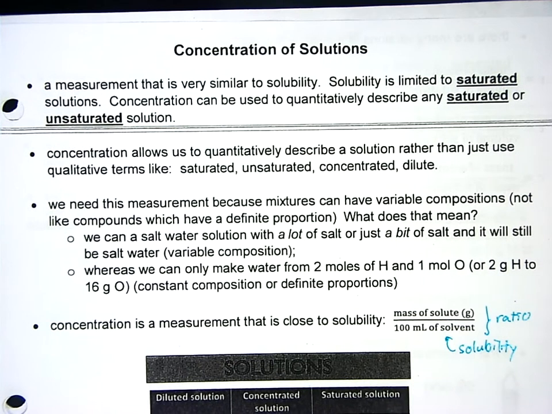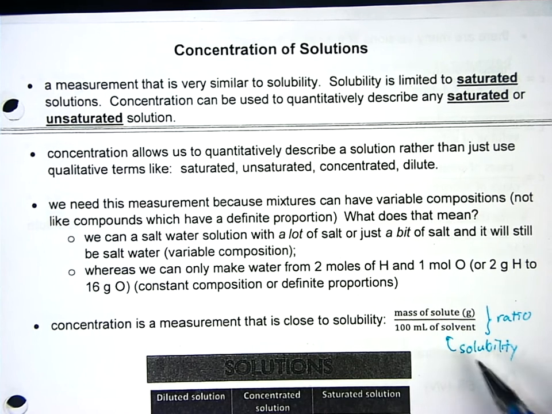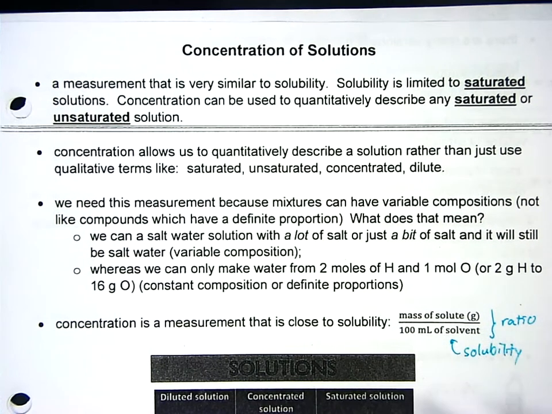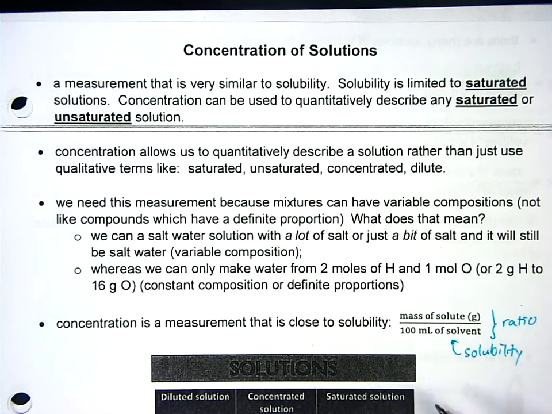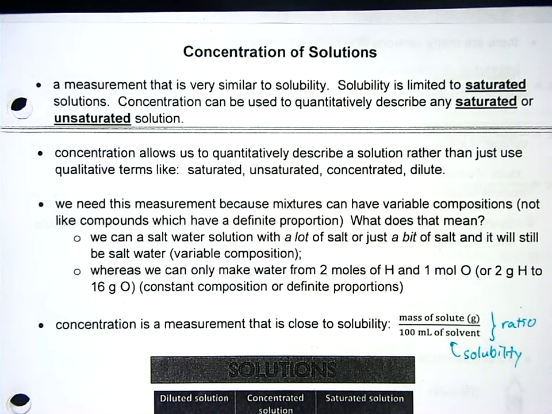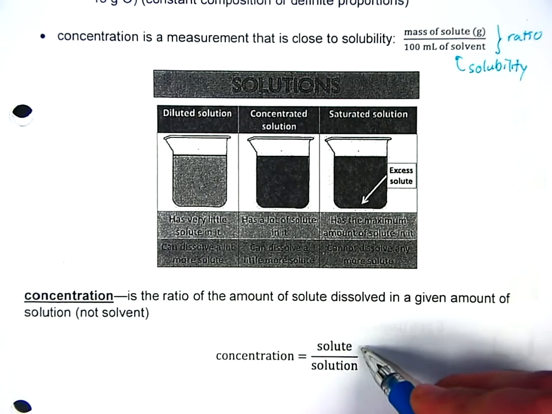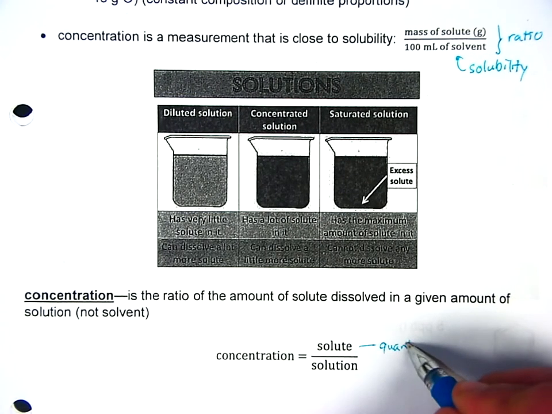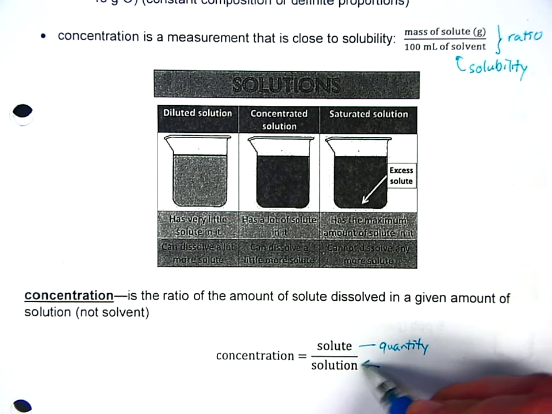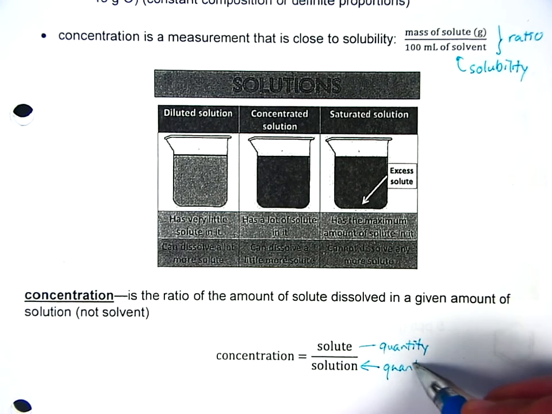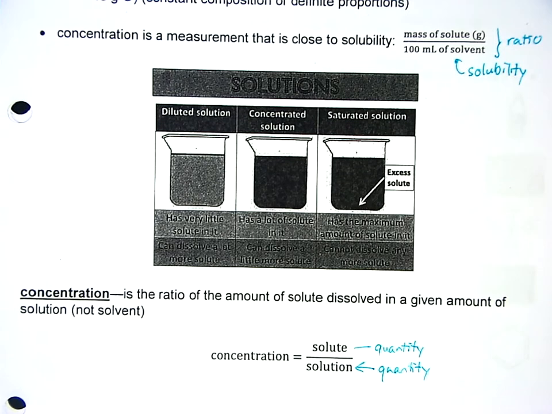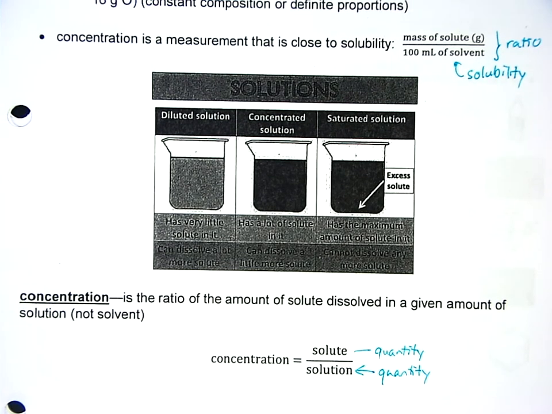So what we're going to do is not require that the numerator, which is the mass of the solute, be the maximum amount of solute, and we won't require this to be any specific volume either. We'll just change it to concentration being the quantity of the solute divided by the quantity of the solution. There are different ways that we can measure them, and we'll look at that on the other side of this page.